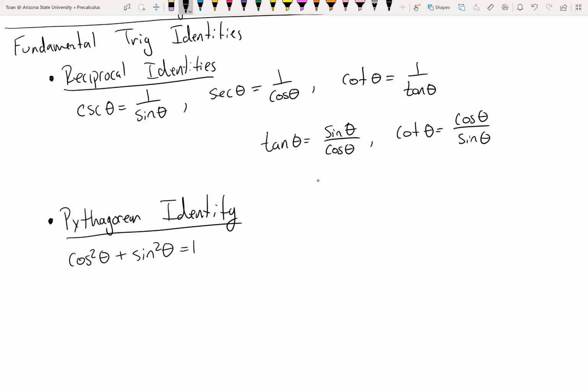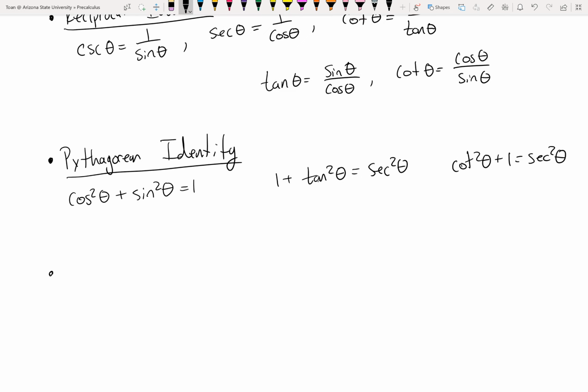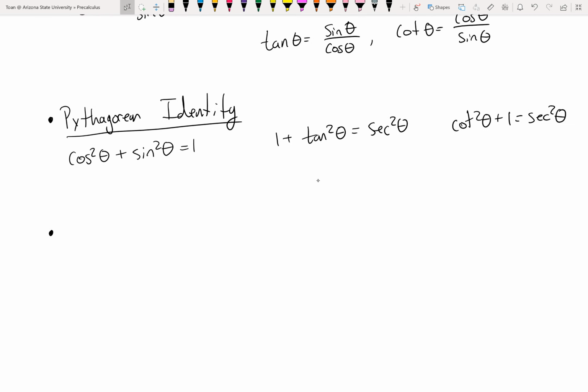So if you divide everything by cosine squared, you get 1 plus tangent squared equals secant squared. And if you divide the original identity by sine squared, you get cotangent squared plus 1 equals secant squared. So these should be stuff that we already know. The next two sets we did not explicitly cover in Unit 6, but it should be very common sense. Let's write them down first, and we'll talk about where they come from, and the logic.